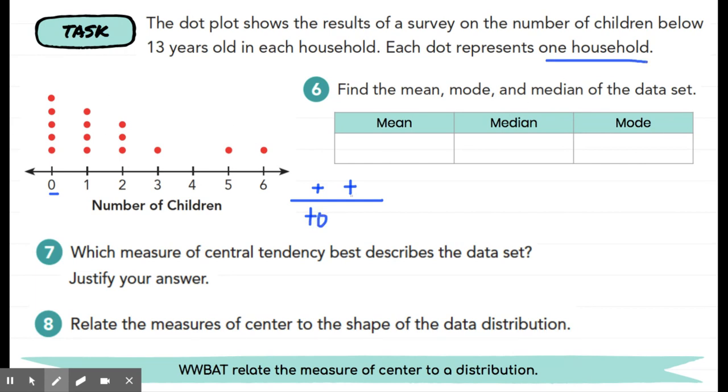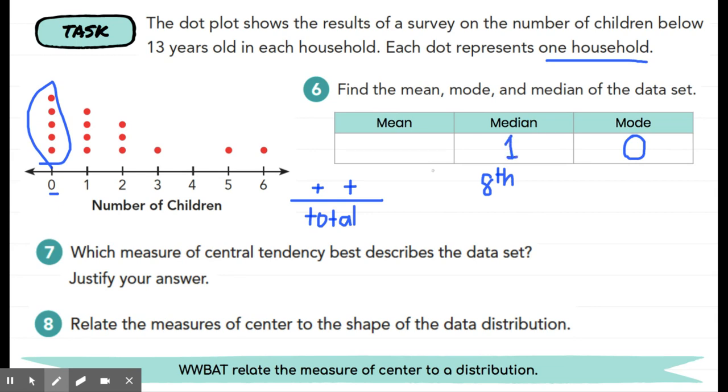So the total dots. And then for the median, you're finding the middle value. Since there are 15 households, the median is the 8th value in the data set. So cross it out. And then the mode would be the number that appears most often, or the most frequency, which is 0. The 8th value is 1.